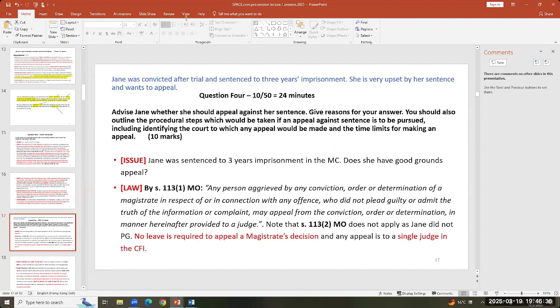So she was sentenced to 3 years imprisonment. We know that she's in the magistrate's court. Are there good grounds to appeal? Because that's dealing with whether she should appeal, right? So in order to advise whether she should appeal, you need to identify whether she has grounds to appeal her sentence. So in the magistrate's ordinance, section 113, subsection 1 is the relevant provision. And we don't need leave to appeal, and we are appealing to a single judge in the CFI.